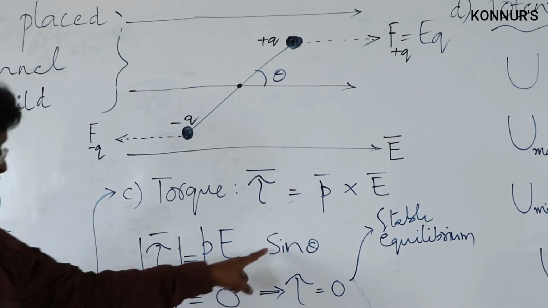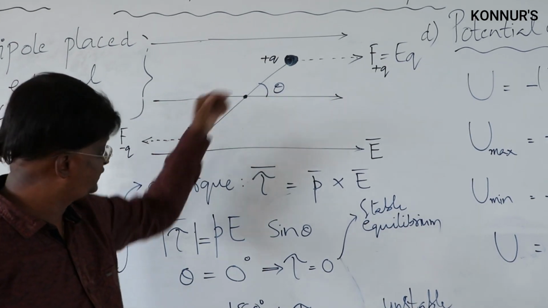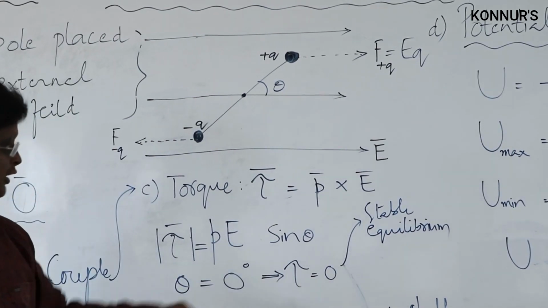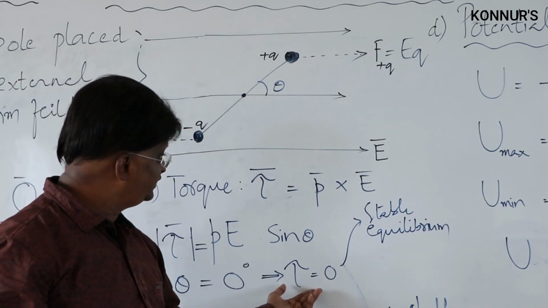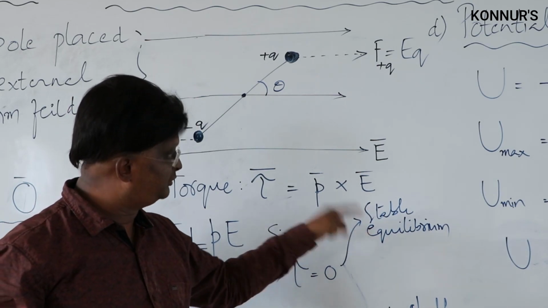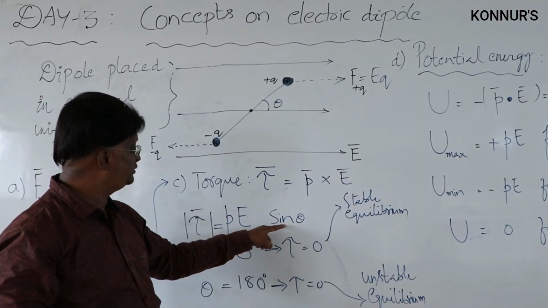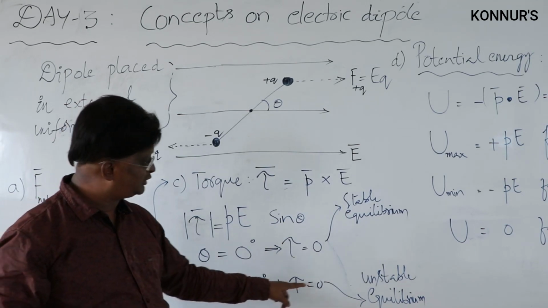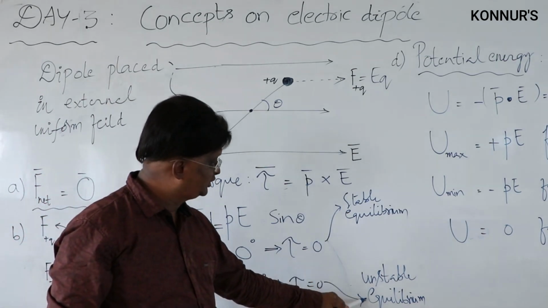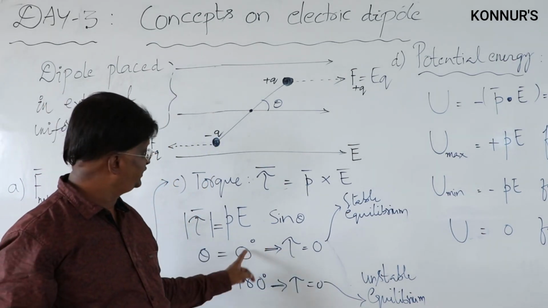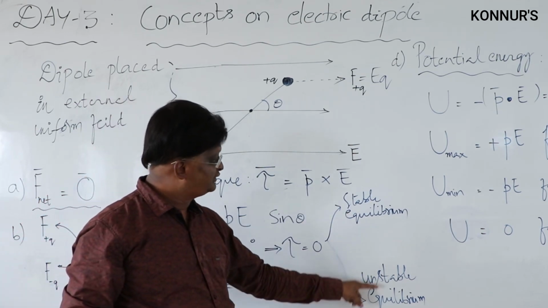Now you will find that for theta equal to 0, which means in the direction of field, if it is placed, torque is 0. Now torque 0 means it is called rotational equilibrium, and that is called stable equilibrium. For theta equal to 180 degrees also, sin theta becomes 0, and one more time torque becomes 0. So again a rotational equilibrium, but it is called unstable equilibrium. Remember, theta equal to 0 position is called stable equilibrium, and theta equal to 180 degrees is called unstable equilibrium.